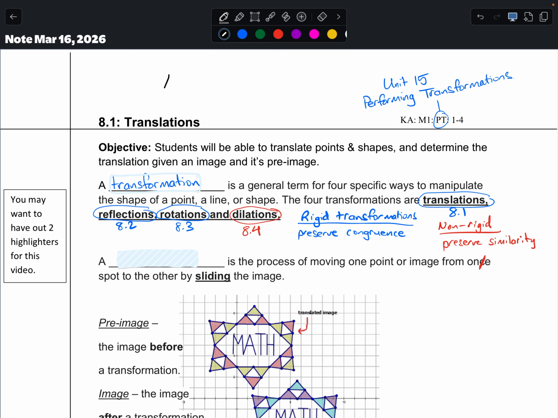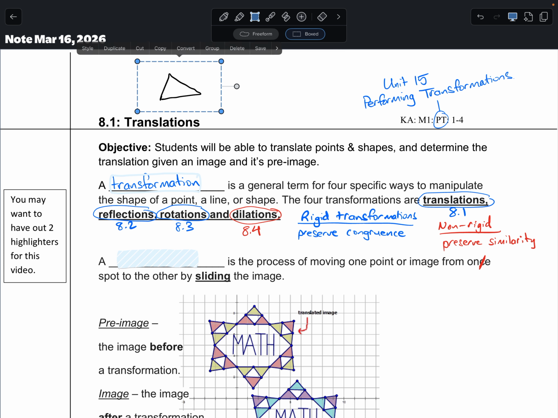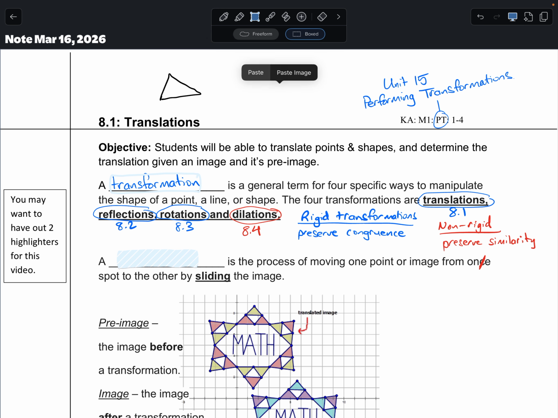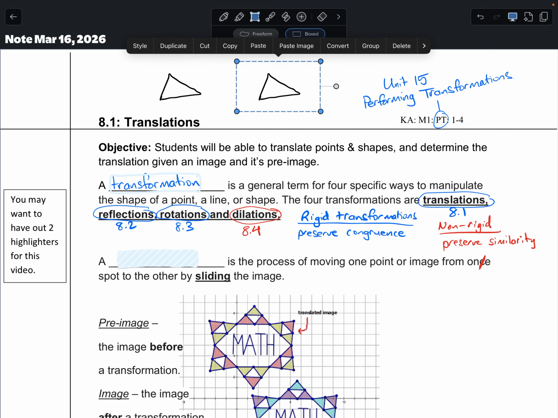So to give you a quick example, thanks to modern technology, the Notes app that I'm using allows me to dilate images. I just drew a triangle, and I could copy it and paste it, and these 2 triangles are the exact same size and shape. They're congruent. But here, let me delete this second one.